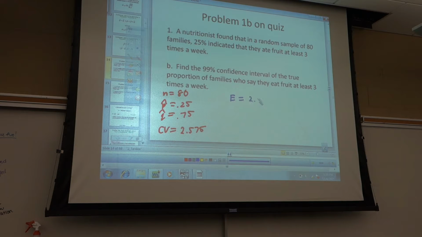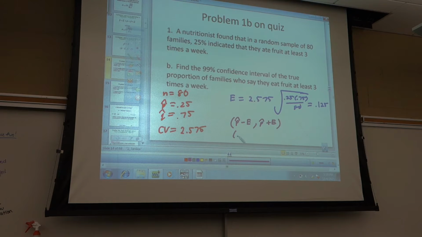So then my error is 2.575 times square root of 0.25 times 0.75 divided by n, which is 80. And you folks got 0.125. That's not the end, that's just the first part. The second part is finding the actual interval. So the interval is my p hat minus e to my p hat plus e.